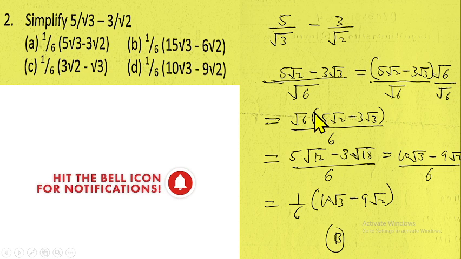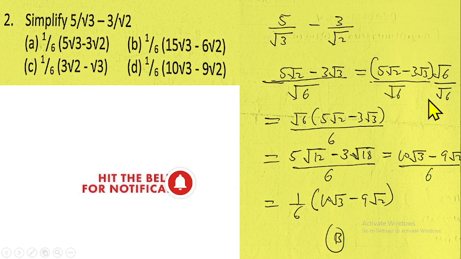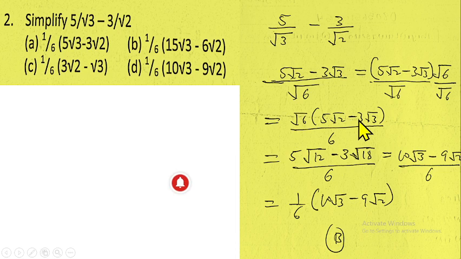Then from there, we will rationalize the denominator here, because we cannot leave our denominator in surd form. So root 6 will multiply up and down. Root 6 times root 6 will give us 6. Then root 6 will multiply the numerator. Root 6 times 5 root 2 will give us 5 root 12, because root 2 times root 6 gives us root 12. Then also root 3 times root 6 will give us root 18. Then we have 3 root 18 left here over 6.